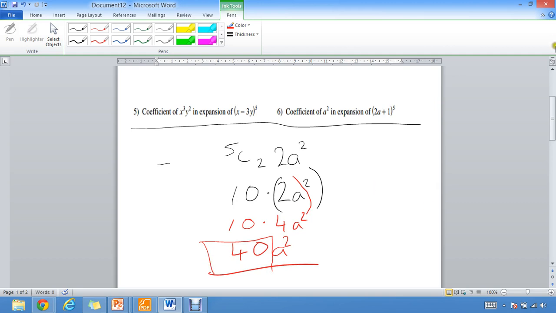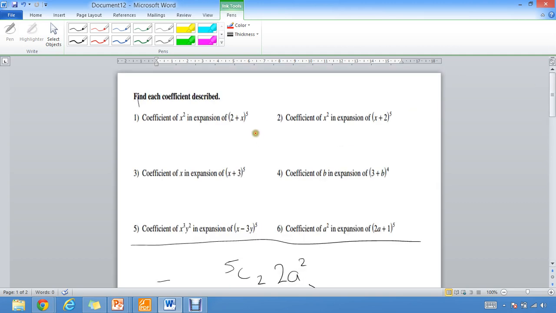So just a quick recap. If you have a look, you've got NCR, so you raise your power here as 5C2. Plug your letters in. So if you're looking for an x squared, the other term has to be raised to the power of 3 to equal 5. Put it into your calculator, and that's how you work out your coefficient of x squared. Okay, hope that helped.